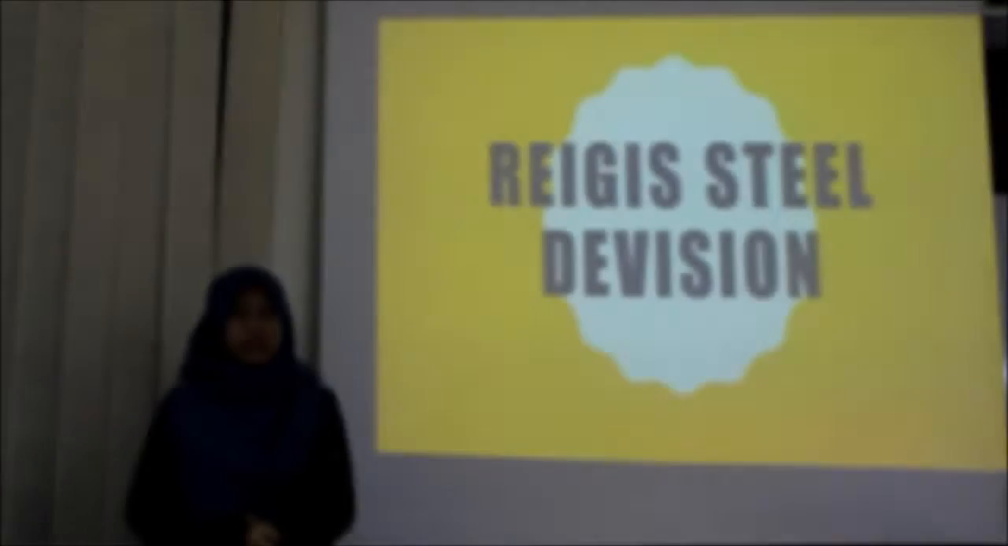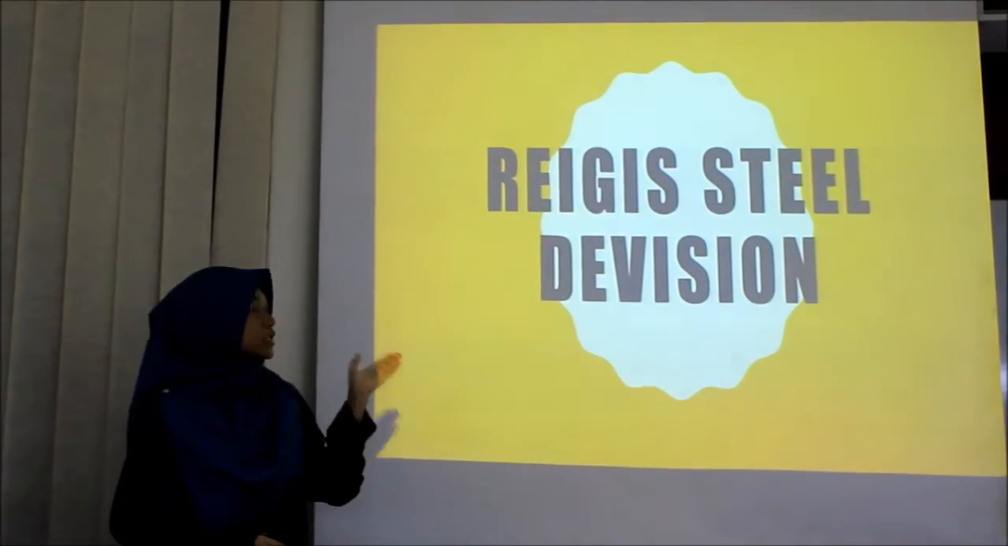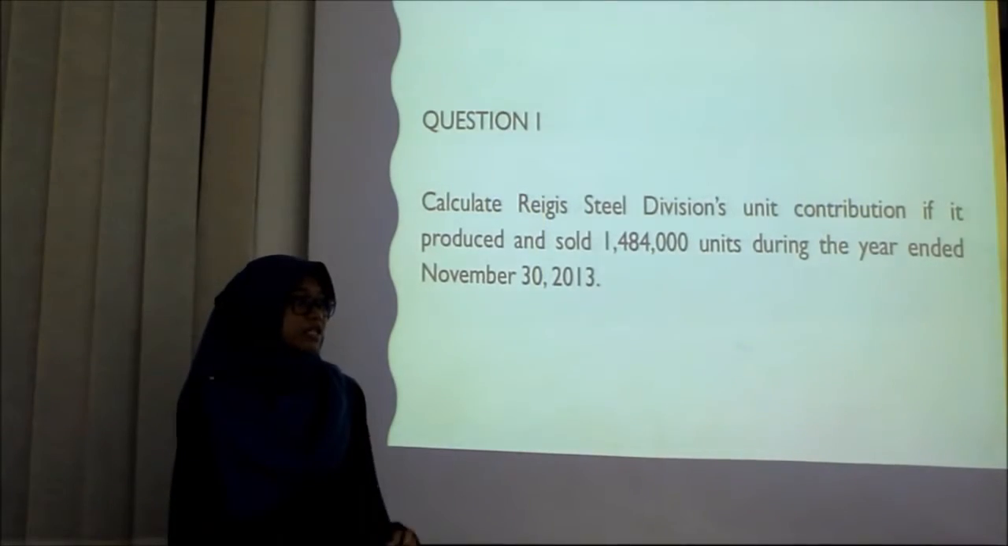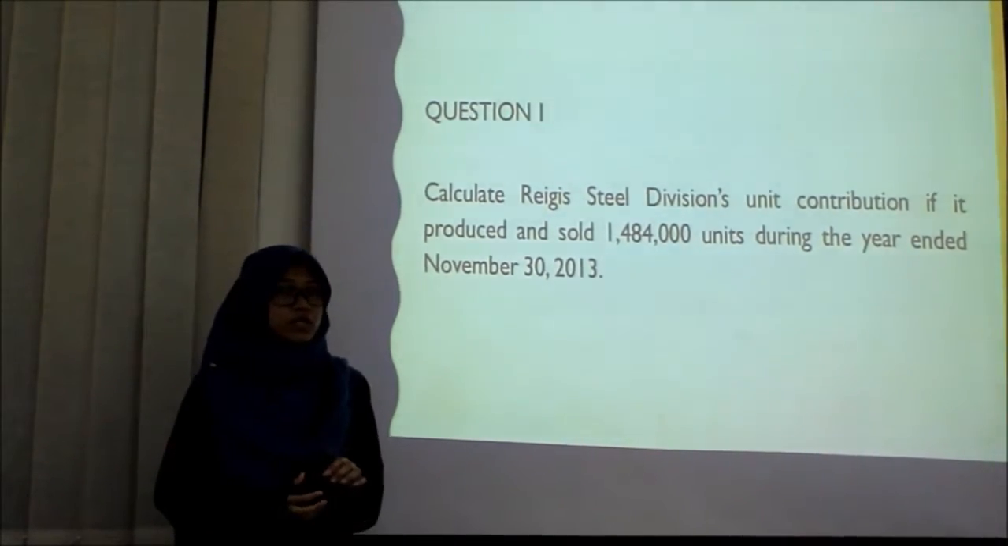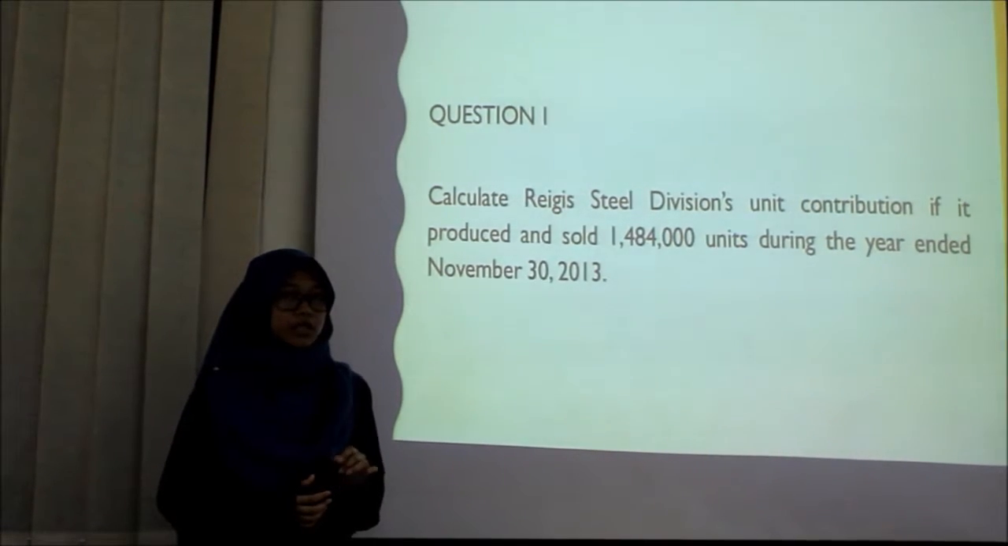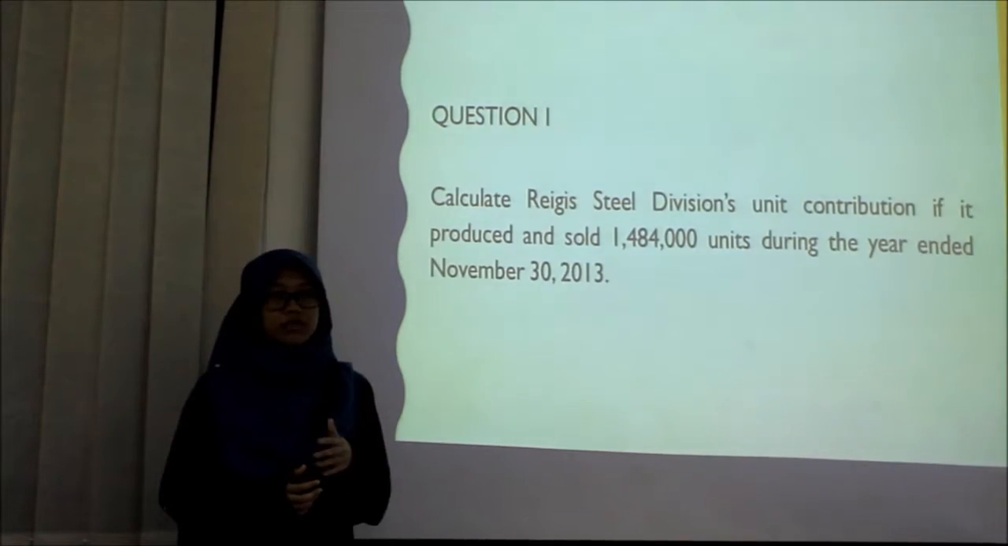My name is Fairuza and I would like to state the questions for Reigis Steel Division. Question number 1 is: calculate Reigis Steel Division's unit contribution if it produced and sold 1,484,000 units during the year ended November 2013.